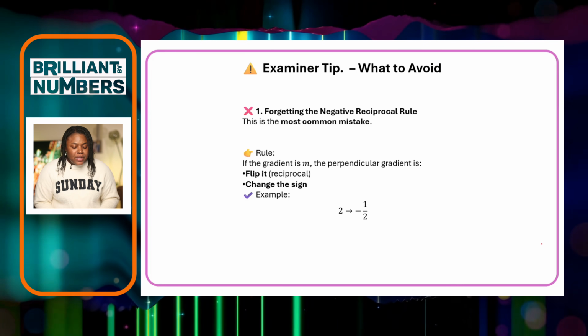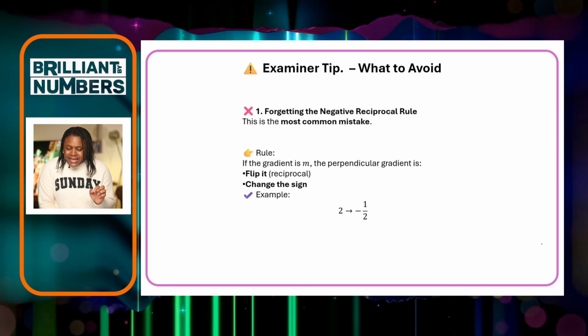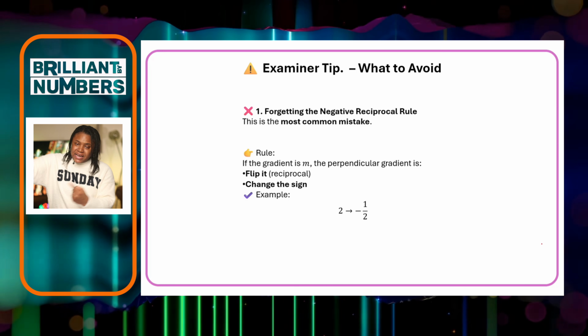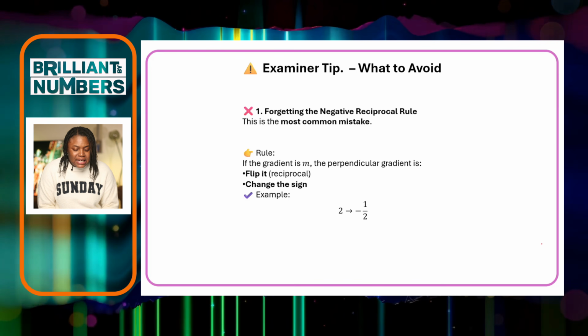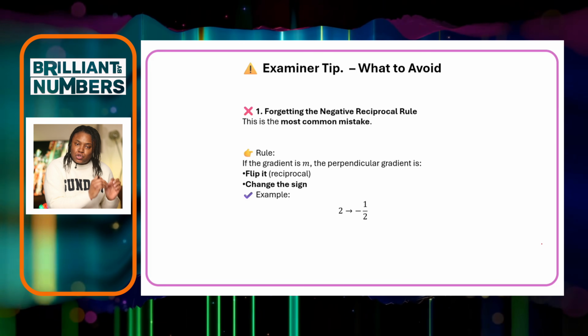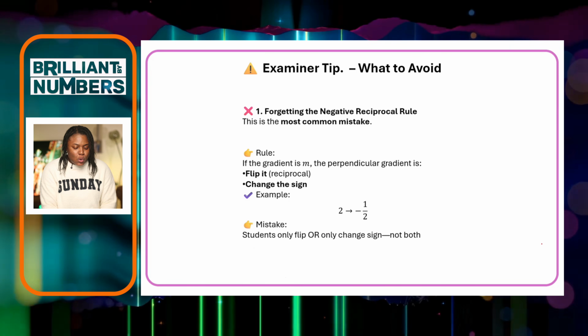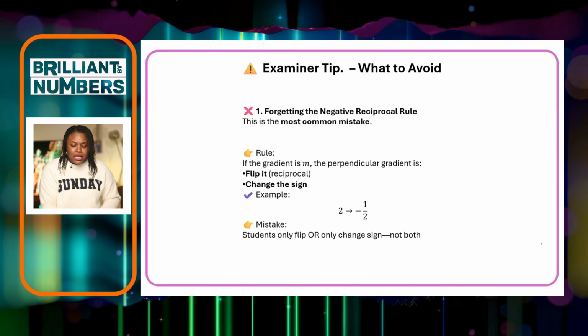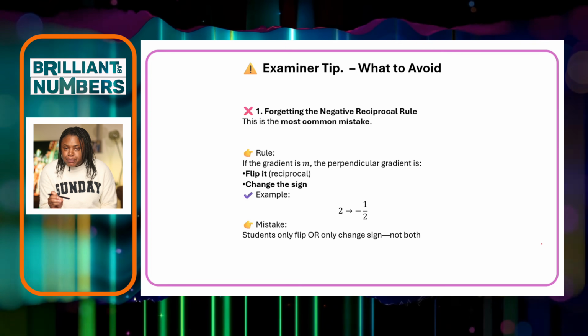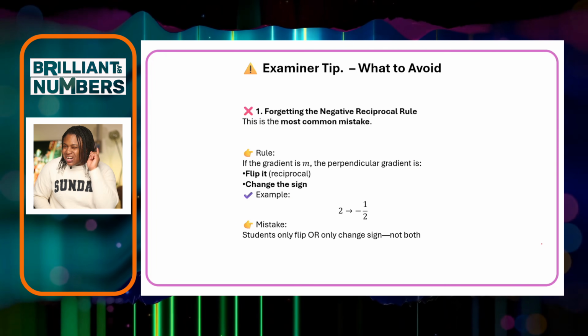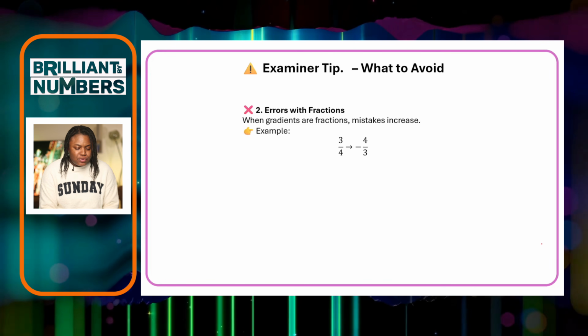Key point there. Now the rule: if the gradient is m, the perpendicular gradient is, flip it, the reciprocal. Change the sign. So if you got 2, it's going to be minus 1/2. Okay? Mistakes students make: students only flip or change the sign, but do not do both. You got to do both, guys.